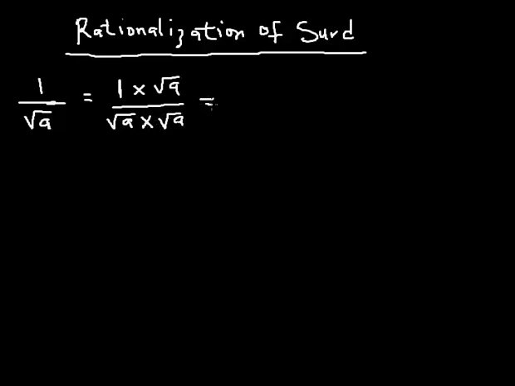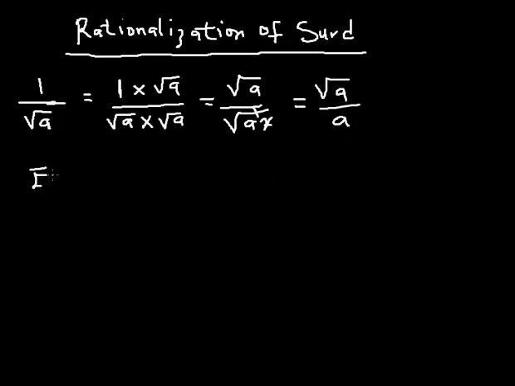So of course, 1 times square root of a gives me square root of a. And square root of a times square root of a gives me square root of a squared. Of course, you know that the square root of a perfect square is that perfect square, right? A squared, so the square cancels the square root. So I'm left with square root of a divided by a. So now the denominator doesn't have any surd, so it has been rationalized.